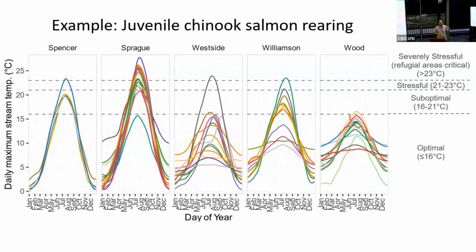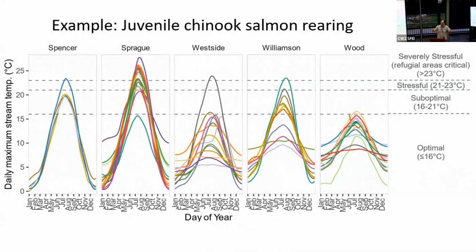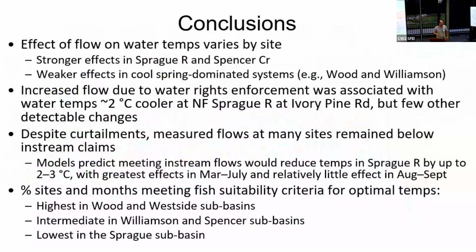This is just the sites that we have data for. Obviously, there are all those springs that provide cold water refugia at different places along the Sprague. So I don't mean to suggest that Chinook salmon will not do well in the Sprague River, but just at those main sites that we have, the temperatures get pretty warm. Spencer Creek has intermediate temperatures, and then the Williamson River has a really nice range of temperatures from really cold to medium warm.